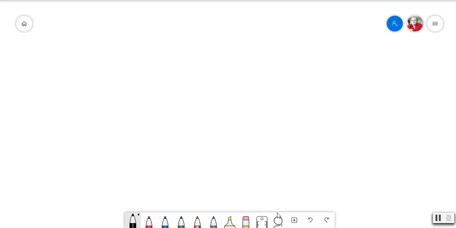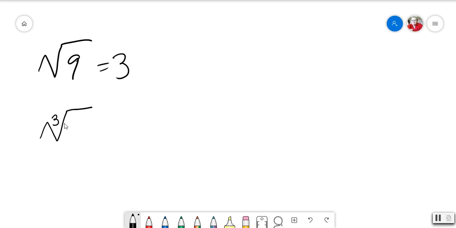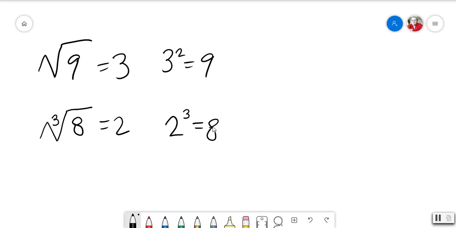Okay. So we've been talking about radicals, and a radical is just a root, such as the square root of 9, which is 3. You can have other roots as well, such as the cube root of 8, which is 2. And of course, a root is just the exact opposite of a power. 3 squared is 9, so the square root of 9 is 3. 2 cubed is 8, so the cube root of 8 is 2.